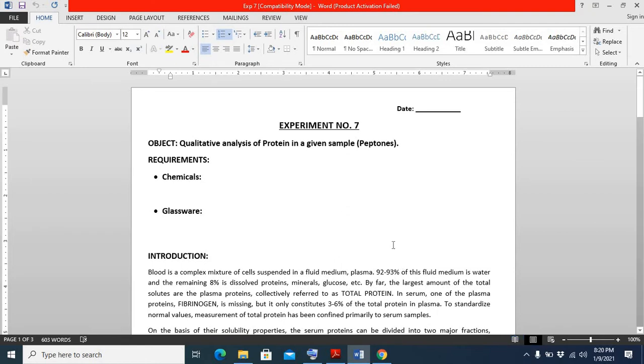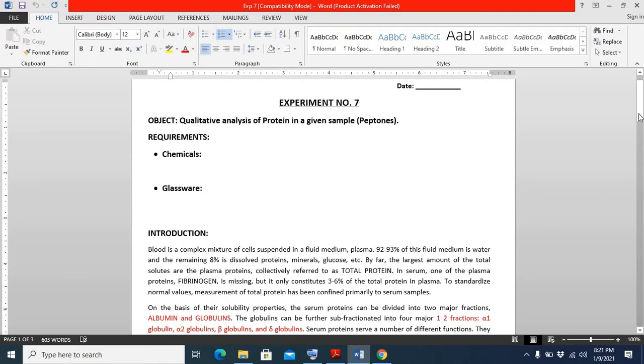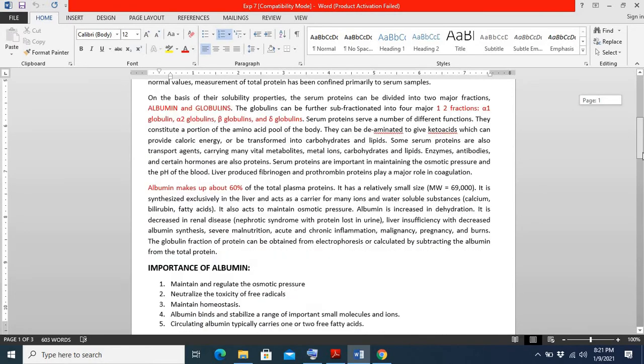Today we are going to discuss experiment number 7, which is about the qualitative analysis of protein in a given sample. The protein sample that we are going to analyze is the peptone.